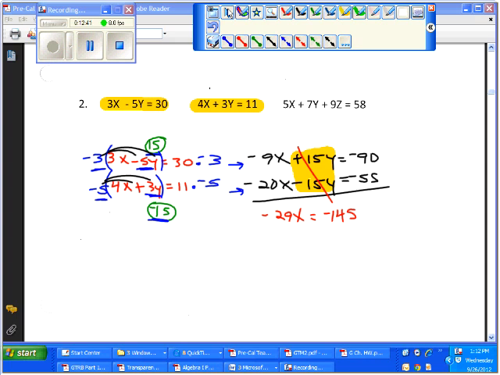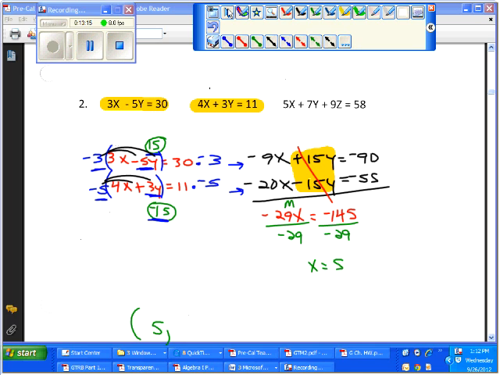Notice what we did. What did we just do? We went from 2 equations with 2 variables down to 1 equation with 1 variable. And once we're down to 1 equation with 1 variable, we can solve using the order of operations. So we're going to undo multiplication by division, and we would get x is equal to 5. So that's the first part of an ordered set of 3, because it's the x.